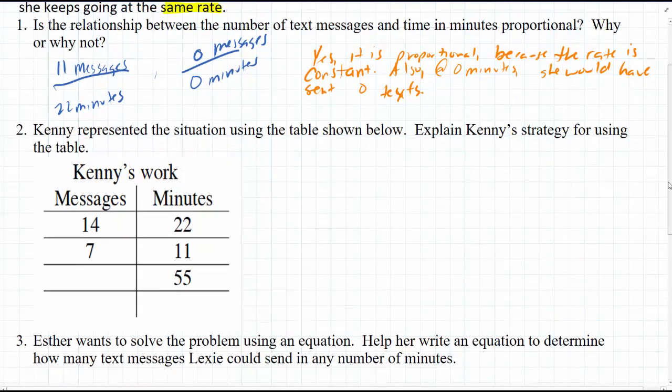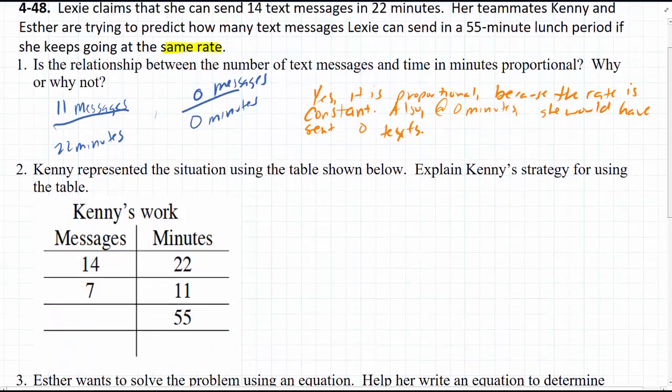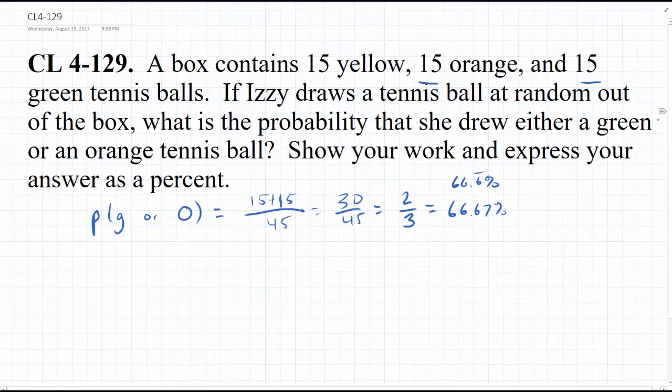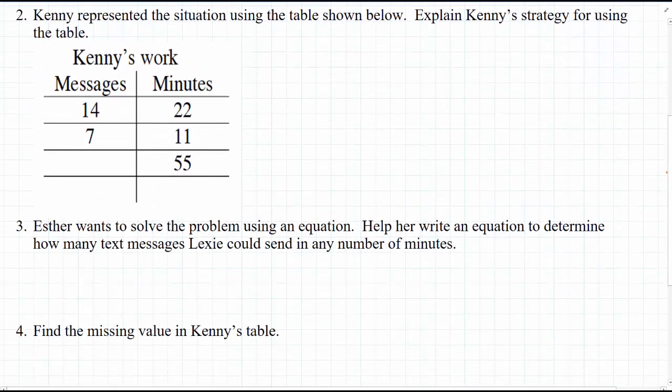So let's take a look at part B now. So B is saying, Kenny represented the situation using the table shown below. Explain Kenny's strategy for using the table. Well, we talked about how if the rate's the same, if it's proportional, then the values can double. Both variables can double. So in this case, we're seeing that now instead of the 14 messages, can you realize that if you have half the time, it makes sense that she would also send half the texts, okay, because it's a proportional rate.